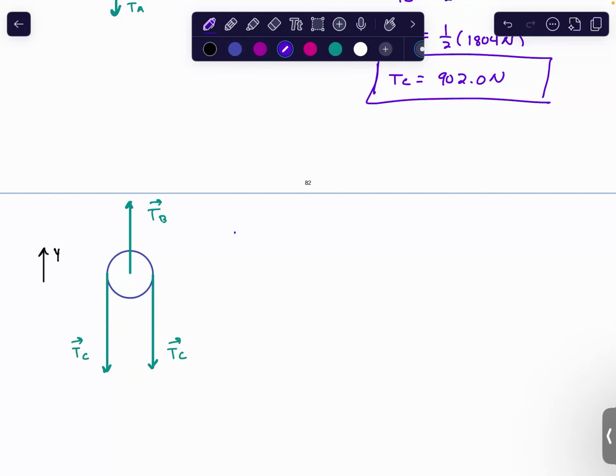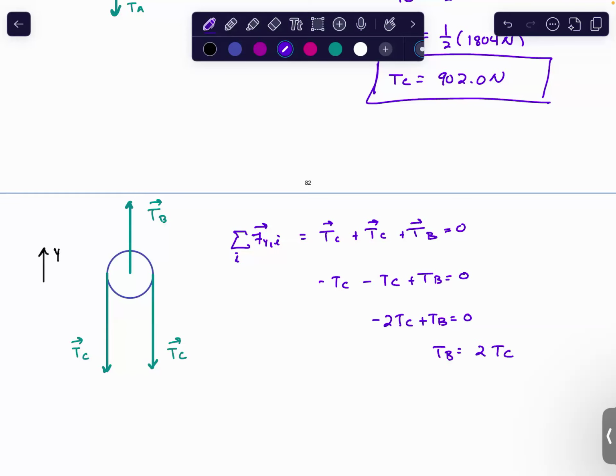So we can say, so we're going to have tension C, tension C, E equals 0. And then let's take account of their positive or negative. So you see the 2 tension C's are negative this time. So we're going to end up with minus tension C minus tension C plus B equals 0. And when I work this through, I'm going to end up with minus 2 C plus B equals 0, tension B is going to equal 2 times the tension C, 2 times our 902. And that gets us back to our 1804 newtons.